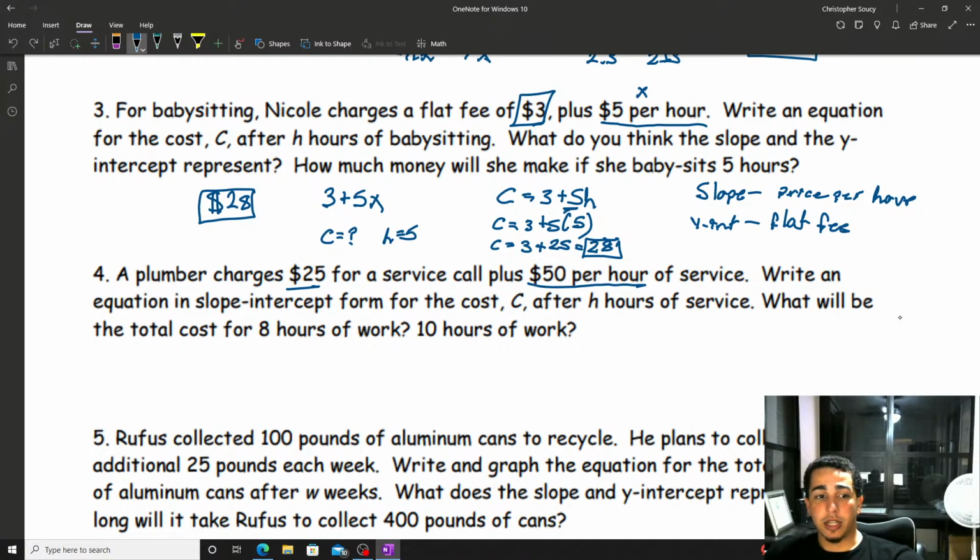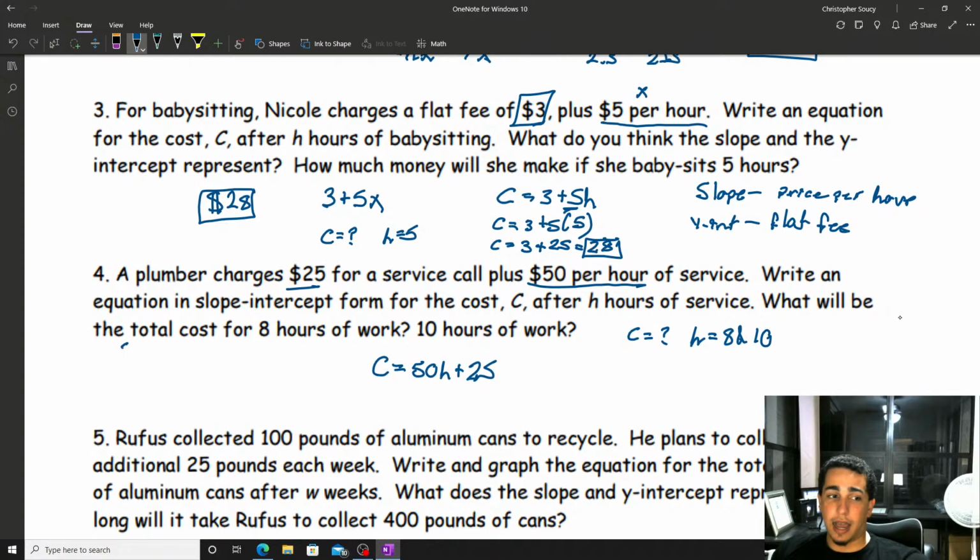So we know that our equation is going to be C equals, and we're going to have H in the equation. The dollars per hour, or the rate, is going to be 50 times the number of hours, plus our one-time fee of $25. And they want to know what the total cost would be when H equals 8 hours of work and for 10 hours of work.